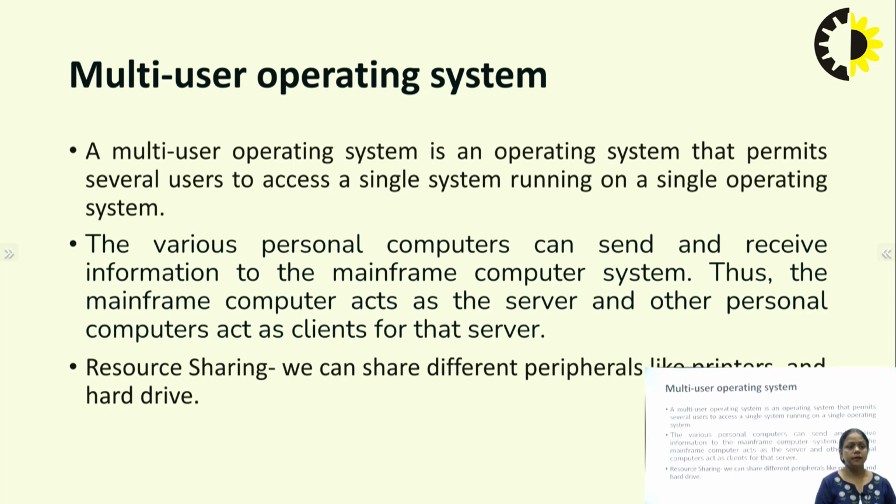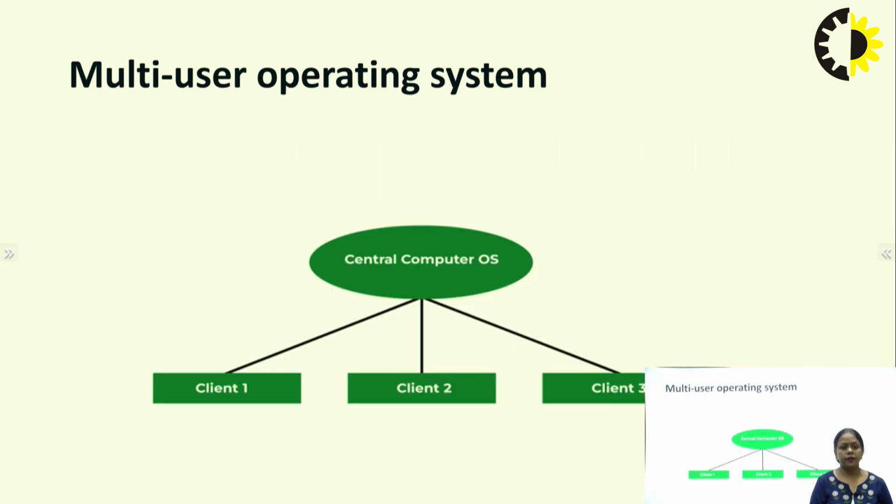And the next thing here is resource sharing. Different users can share different peripheral devices like a hard drive. So, this is a diagram for the multi-user operating system. You can see here is a central computer OS and these are the different clients. And this is the mainframe system or main system, which different clients or different users are accessing. This is a multi-user operating system.